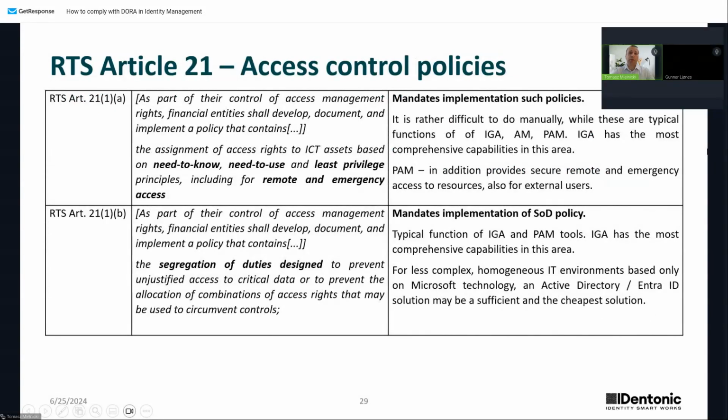Article 21 speaks about access control policies. Again, it confirms the need to implement policies like need to know, need to use, least privilege, including remote and emergency access. So it mentions remote and emergency access also. And this is something you can try to do manually, but especially for critical systems, you might be better off using a PAM system. Otherwise, it's difficult to secure and follow the rules.